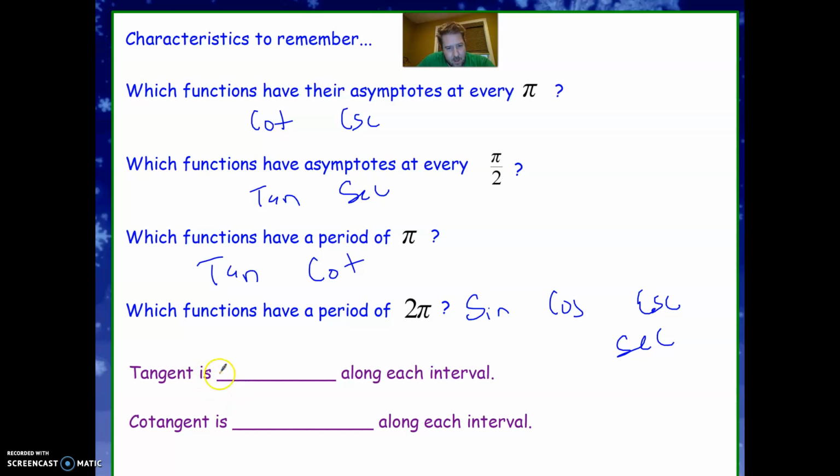Tangent is blank along each interval. So tangent is always increasing and cotangent is always decreasing. It's going down. And I think I've done it. I think that's all of the graphs.